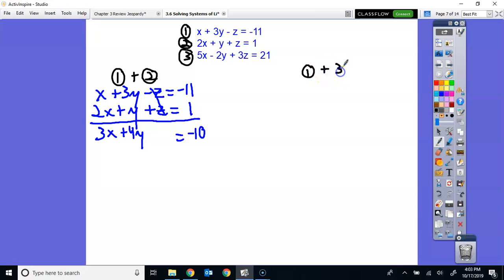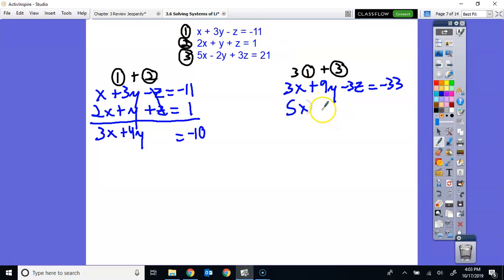So my suggestion on this one is to take equation number 1 and multiply it by 3. Because if you multiply this equation right here by 3, you are going to get a negative 3z, which will cancel out with the positive 3z in equation number 3. So I take equation number 1 and multiply by 3. 3 times x is 3x. 3 times 3y is 9y. 3 times negative z is negative 3z. And then 3 times negative 11 is negative 33. That's just multiplying all of those by 3.